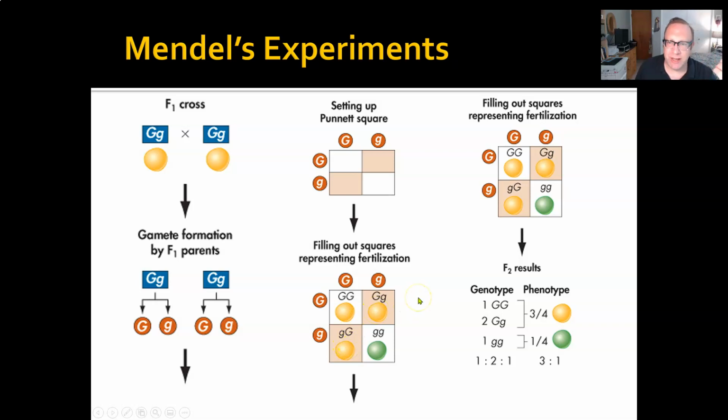So if we're just counting the phenotype, which in this case is seed color, we'll count 1, 2, 3 of the 4 individuals are yellow, and 1 of the 4 is green. And so we have a ratio of 3 to 1. Isn't that interesting? Again, just like we saw with the ABO blood system, the number of phenotypes and the number of genotypes don't necessarily match up.